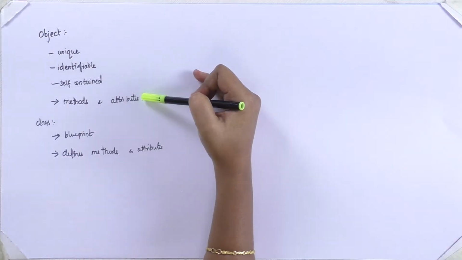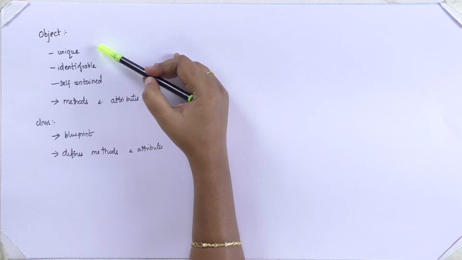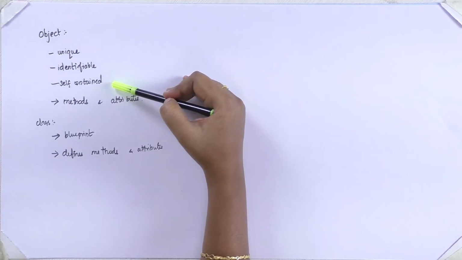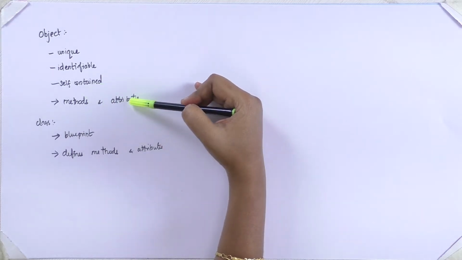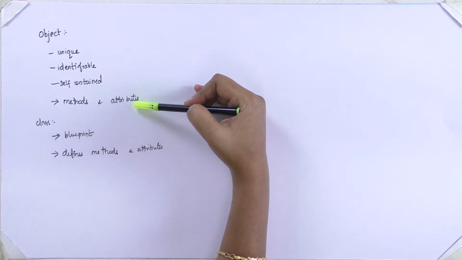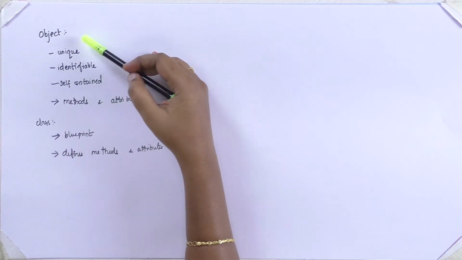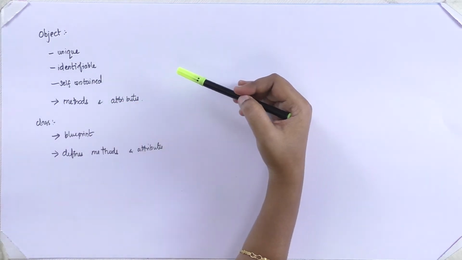First, let us see about object. An object is a unique, identifiable and self-contained entity. This entity can contain methods and attributes in it. So it can have some properties, and it can also have some behavior. So an object can have properties and behavior.